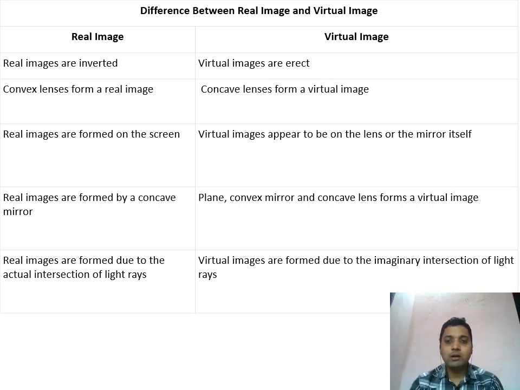Real images can be formed on a screen. If we put a white screen or white paper, we will be able to see it. But a virtual image cannot be obtained on a screen. A real image is due to the actual intersection of light rays, but a virtual image is due to imaginary intersection; it only appears to be at a point. So this is real image and virtual image.